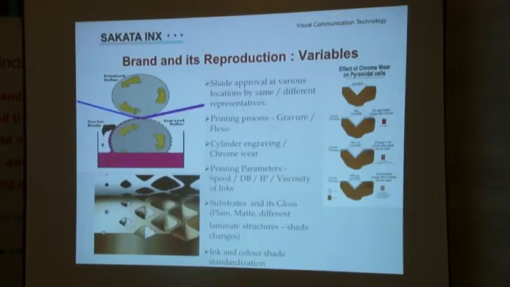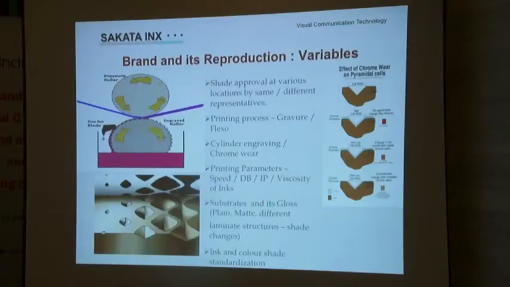Cylinder engraving: your ink is standardized, but during printing the color will shift if the chrome of the cylinder keeps wearing out during the process of printing. So the color will change from here to here. Printing parameters matter a lot. Speed, doctor blade, impression pressure, viscosity of ink, everything has to be standardized to get the standard color.